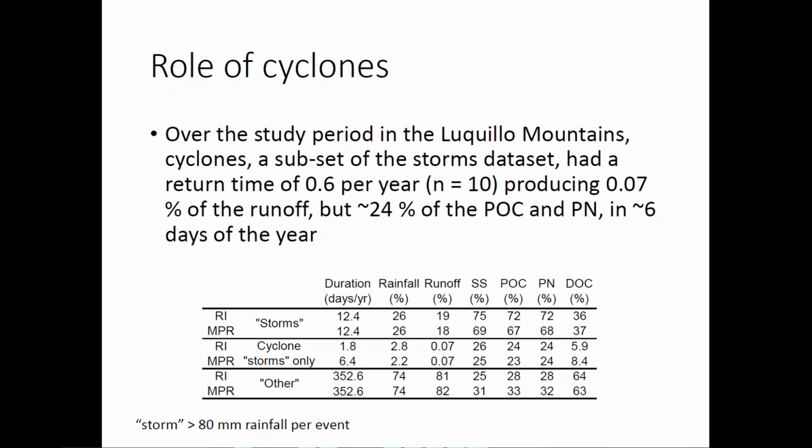But if you look at suspended sediment, POC, and PN during storms, you're getting upwards of 60% or greater during what we call storms. But if you just look at cyclones, it drops dramatically. And obviously this has to do with the frequency of cyclone events during a year. But it also just goes to show the important role that unnamed systems, such as cold fronts, can actually play on the Luquillo Mountains in terms of mobilizing carbon.